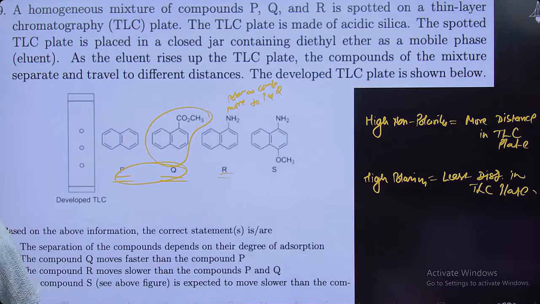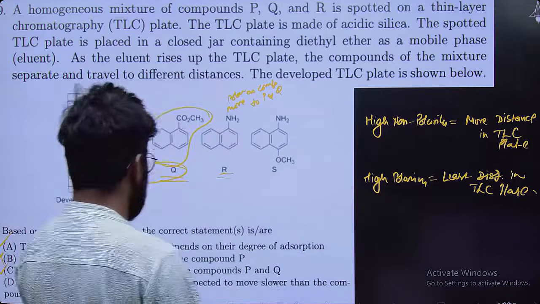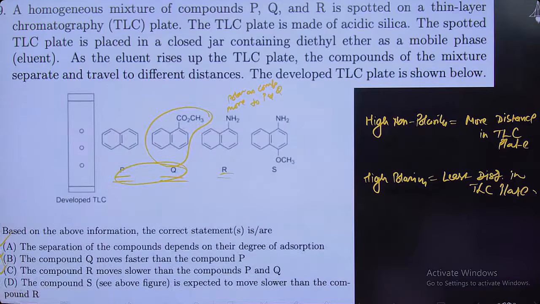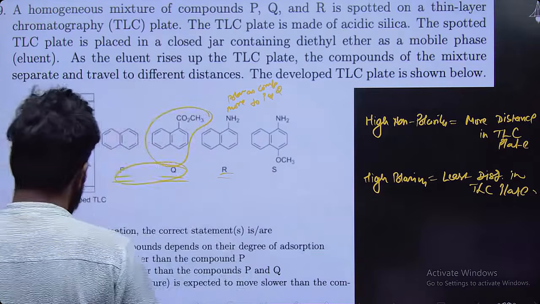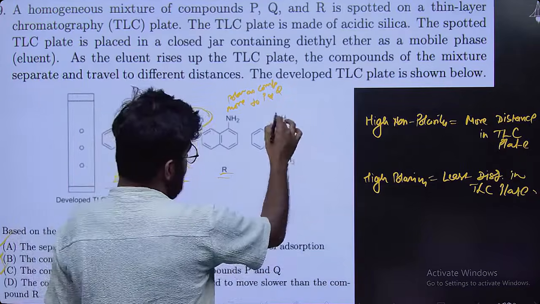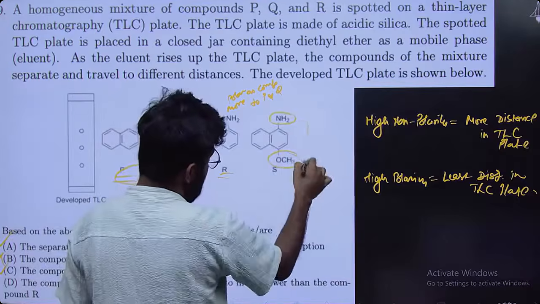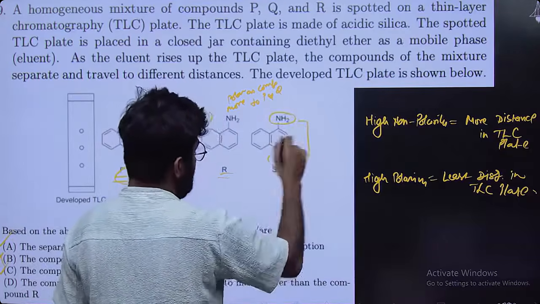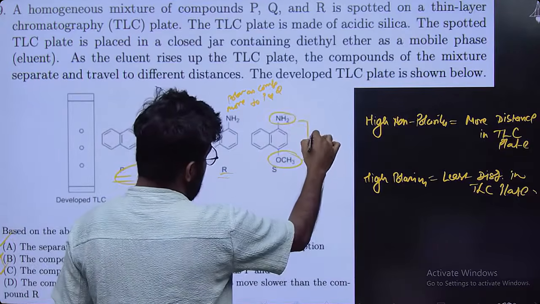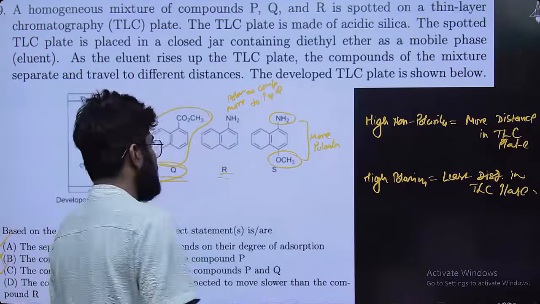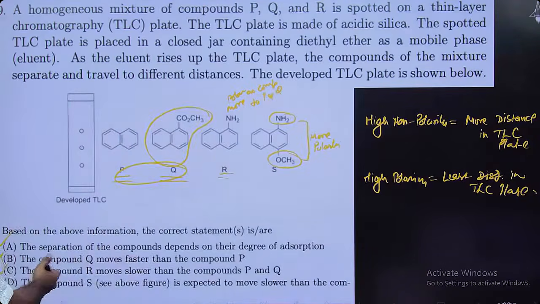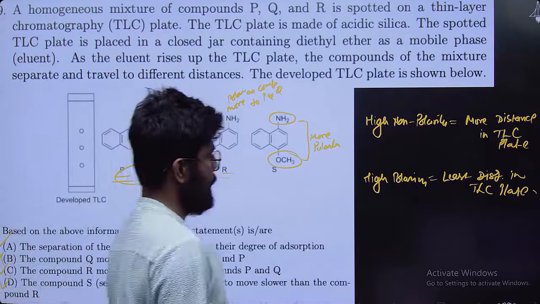Now the compound S is expected to move slower than the compound R. Yes, because it is more polar. Due to the presence of more highly polar groups, this is going to induce more polarity. So it is highly polar. So it will move slower even as compared to R. So obviously this is correct, right?